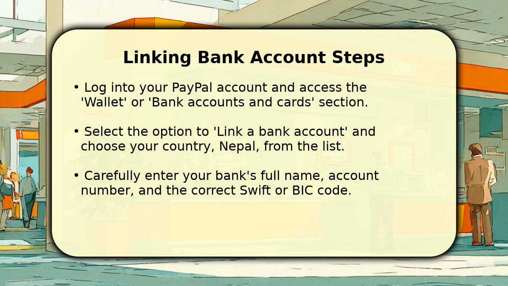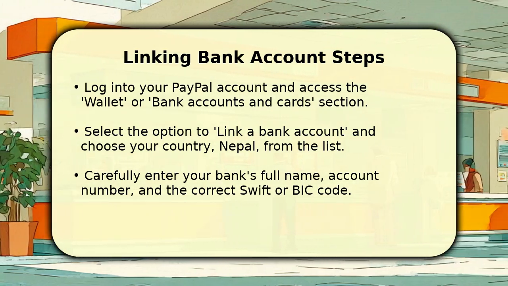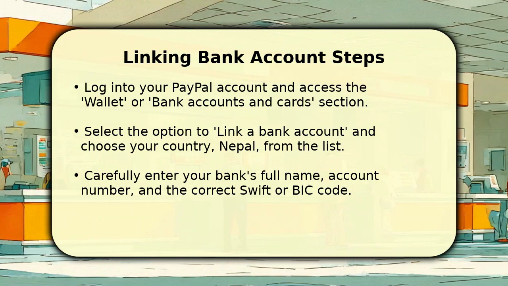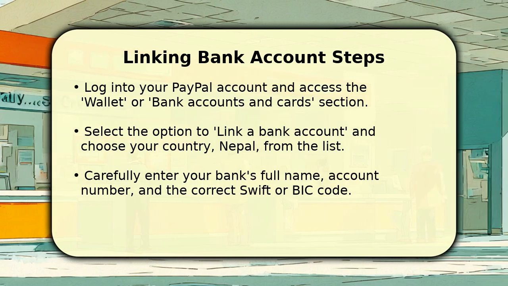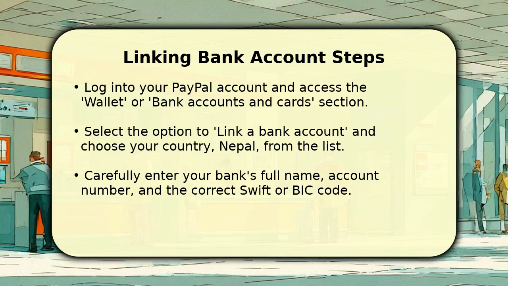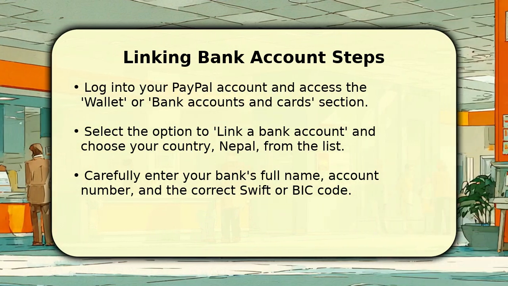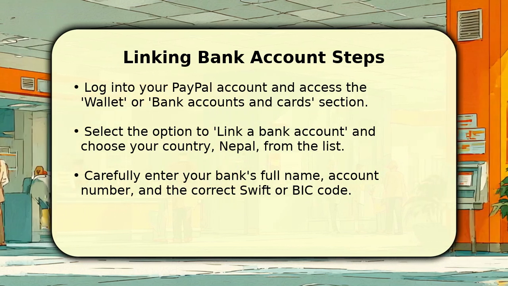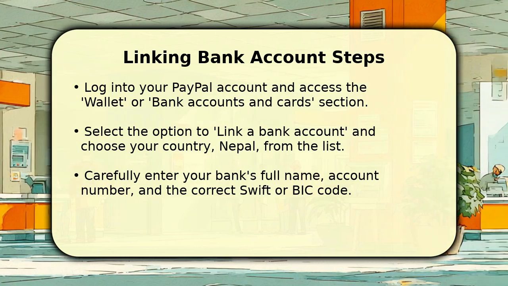To link your bank account, begin by logging into your PayPal account and navigating to the Wallet section. From there, select the option to link a bank account. You will then be prompted to choose your bank's country, so select Nepal from the available options. Carefully input your complete bank name, your full account number, and the precise SWIFT or BIC code for your specific bank branch. Double-checking these details is critical to prevent any delays or errors.